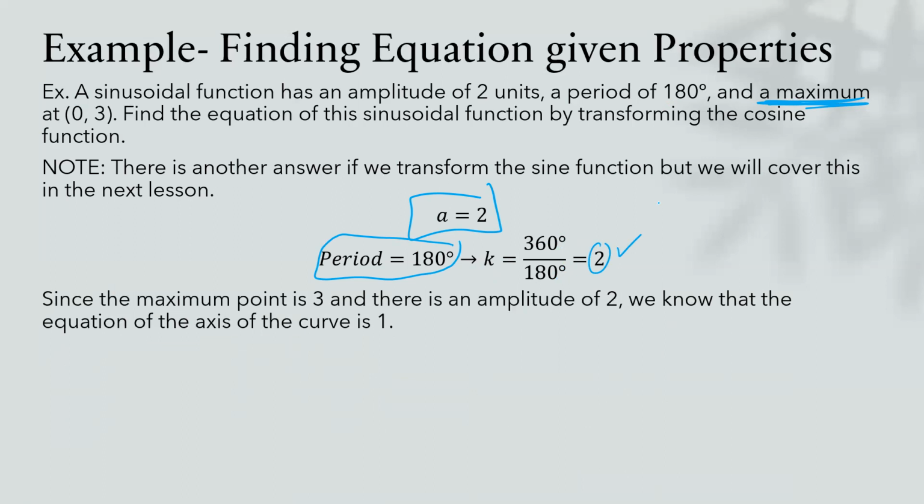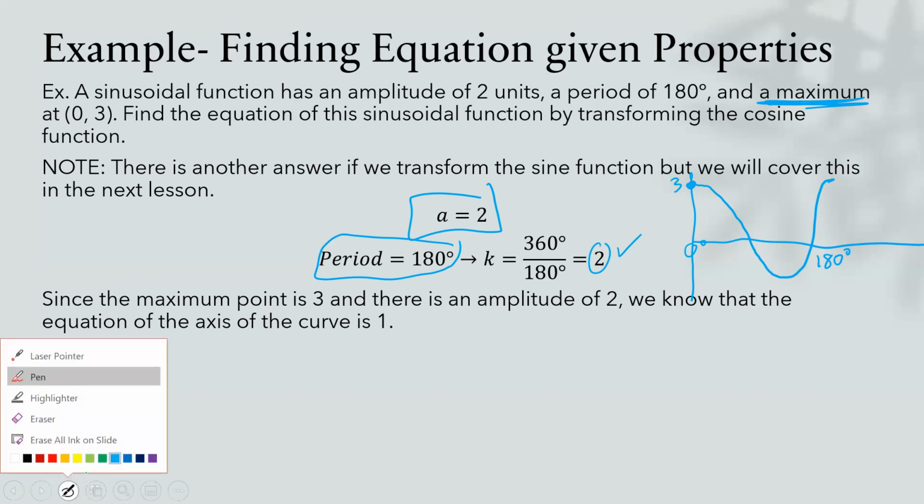So what else do we know? We know the maximum is at 3, and we know the amplitude is 2. If you draw a graph, I think this might actually help you out. We start at a maximum at 0 degrees and 3, and then we know it has a period of 180 degrees. So we start at 0 degrees here and end at 180 degrees. Then we know that the graph is going to look something like that. And the amplitude, we're told, is 2.